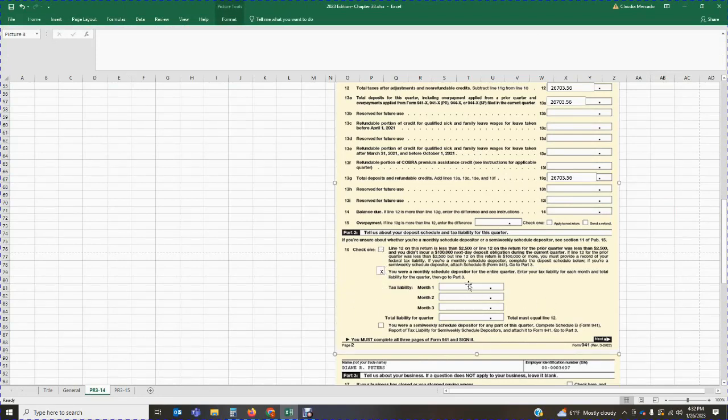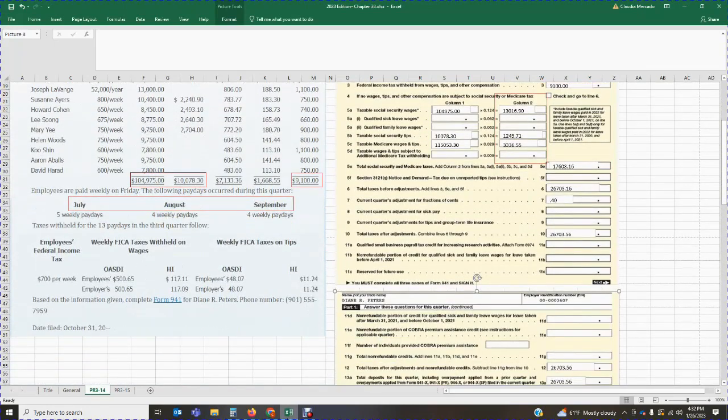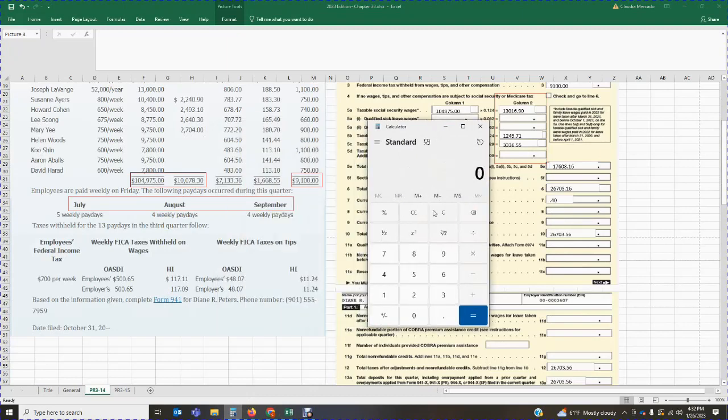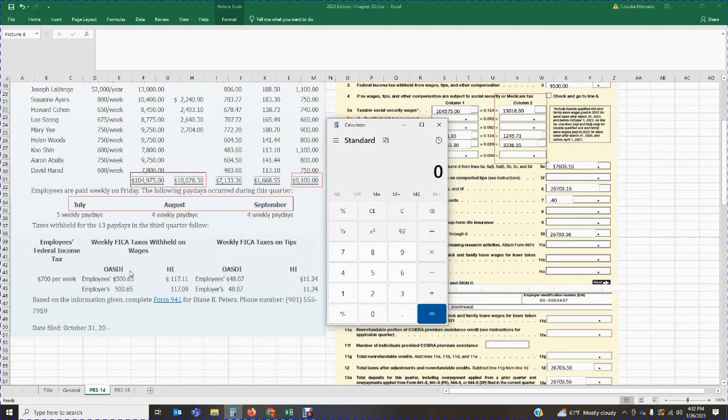Okay. Now for the tax liability month 1, 2, and 3, remember when we added up all of those numbers, I asked you to write a number down? Okay, we're going to use that number. But for those of you that didn't write it down, how do we get that number, Dr. Mercado? We're going to add everything, OASDI and HI for both wages and tips for both the employee and the employer. So we've got 500.65 plus 500.65 plus 117.11 plus 117.09 plus 4807 plus 4807 plus 1124 plus 1124, and that gives me 1354.12.